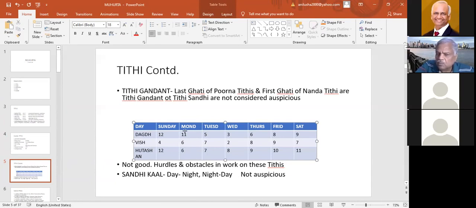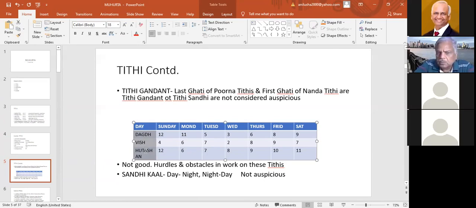So we have to avoid this combination of day and the Tithi actually. So this day and Tithi combination has to be avoided. These are known as Dagd, Vish, and Hutashan. All these 3 are bad. They are not supposed to be good. They create problems and hurdles in any type of work you do on these Tithis. So we have to avoid them.